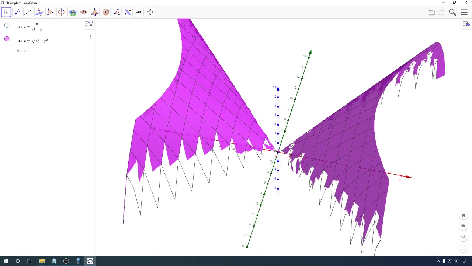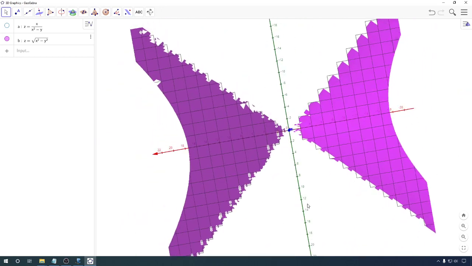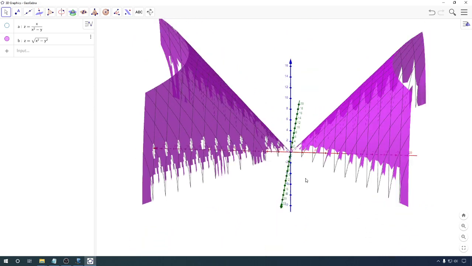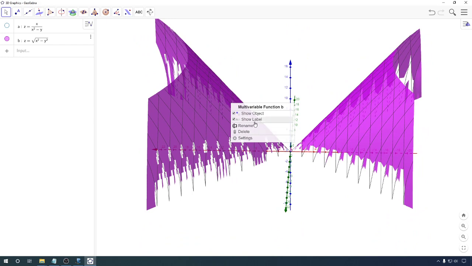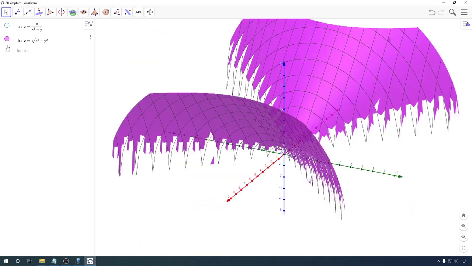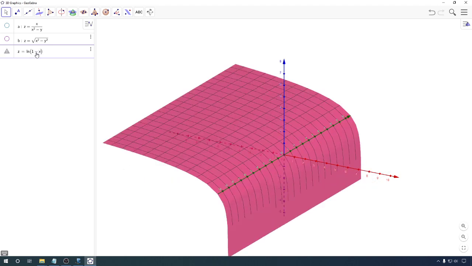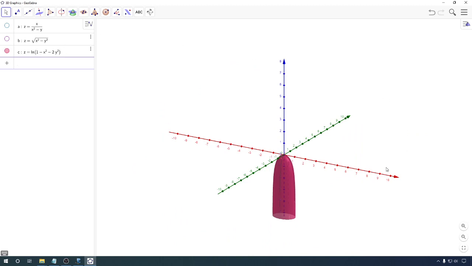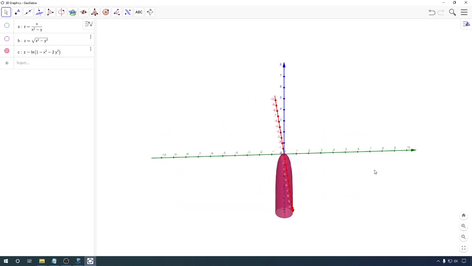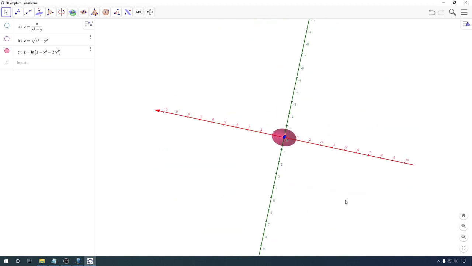And if we zoom out, it doesn't really change shape that much. But we can get a good idea of why the domain is what it is. Let's put in our third function. This time we have the natural logarithm of 1 minus x squared minus 2y squared. This one actually graphs a little nicer than the other ones, even though it has the natural log in it. And what you can tell here is that the domain is definitely the ellipse.